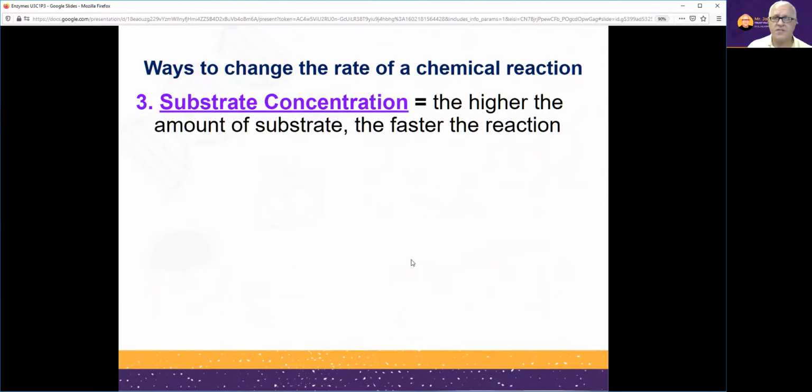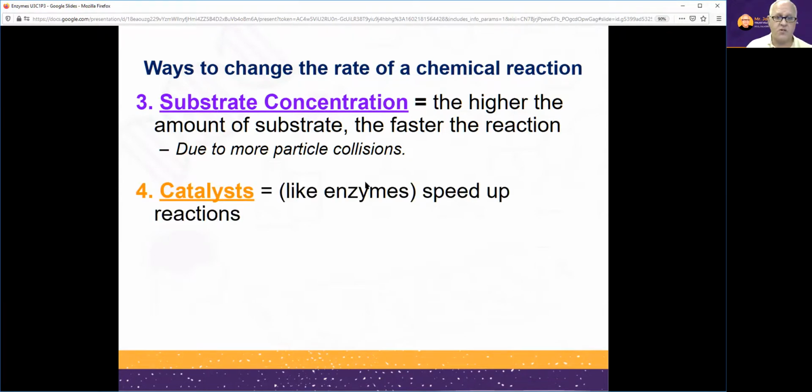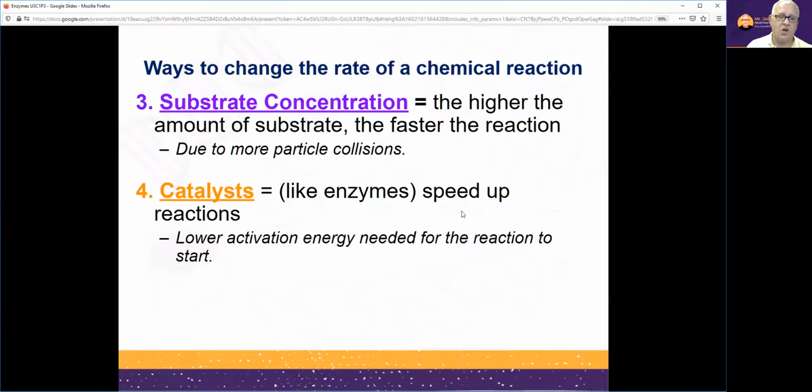A third way is the substrate concentration. The higher the amount of substrate, the faster the reaction. The lower the amount of substrate, the slower the reaction. This is due to more particle collisions. So the more substrate you can add, the more particle collisions are going to happen, the faster that the reaction will occur. Then, of course, we add catalysts like enzymes. They speed up the reactions. They lower the activation energy needed for the reaction to start.